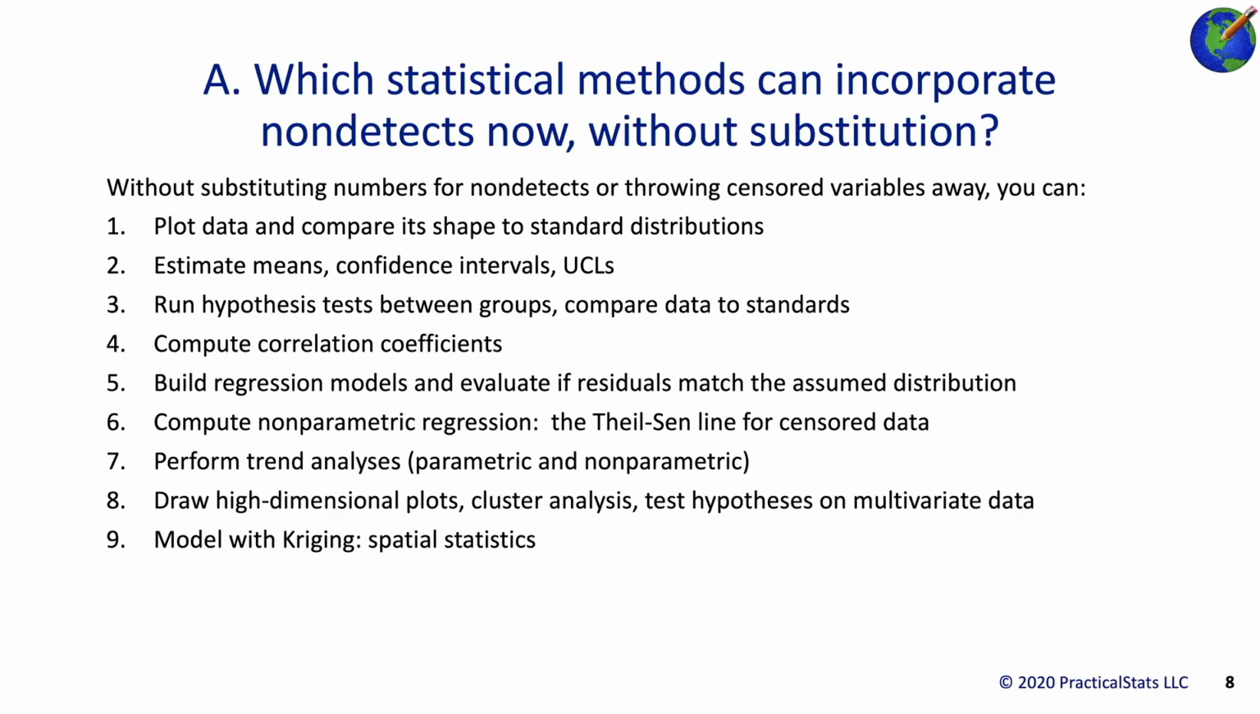You can do the seasonal Kendall test. You can draw multivariate plots, do cluster analysis, test hypotheses, whether groups are different when your y variable is actually 31 different variables or 103 different variables. So in a suite of variables, looking at them in multivariate space. And you can do Kriging, spatial statistics. All of this you can do without substituting numbers for nondetects, without throwing variables that have censoring away, which people sometimes do.